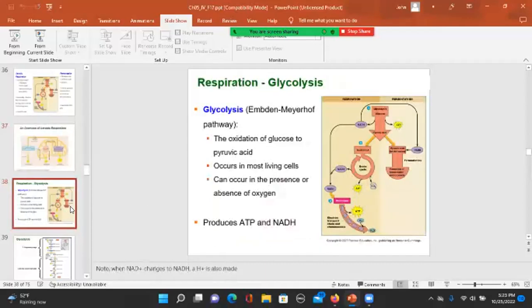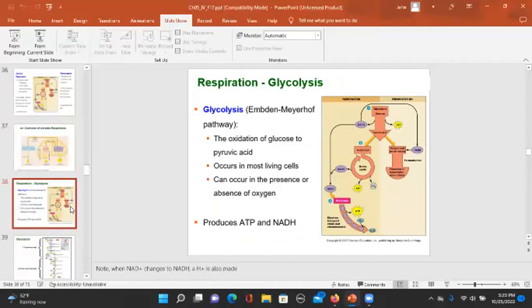In the first step, glycolysis, it does have another name, which I don't use. You can read about it, the Embden-Meyerhof pathway, named after the scientist who discovered glycolysis. What happens is glucose becomes oxidized to pyruvic acid.